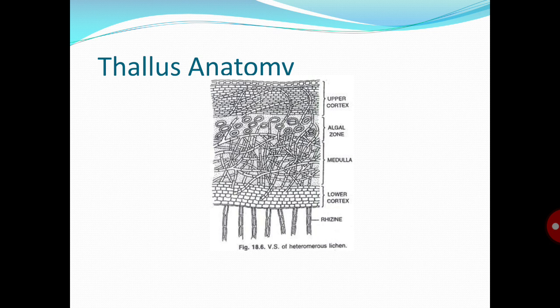The lichen thallus anatomy, with all these variations, is generally known as the heteromerous type of lichens. In some lichens, we cannot see such differentiation. In all dimensions, they are alike. Such lichens are called homomerous type of lichens.